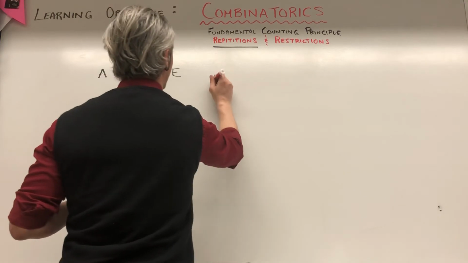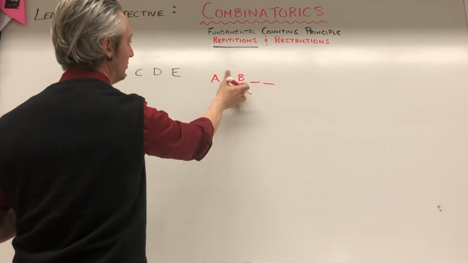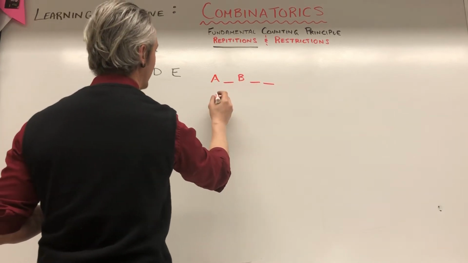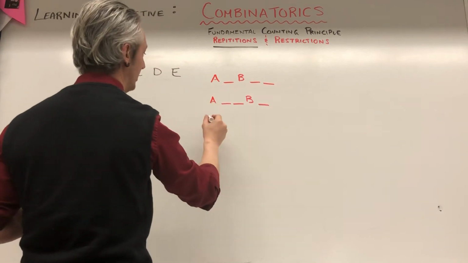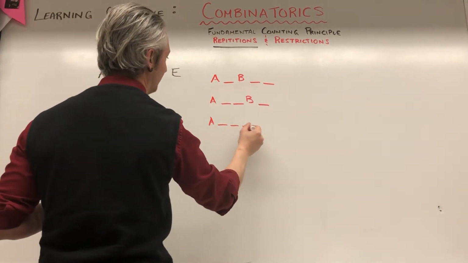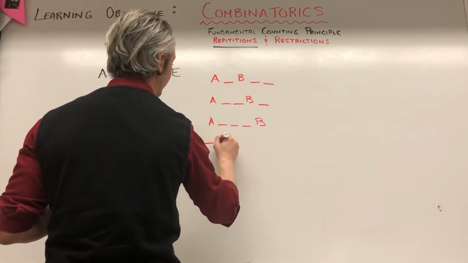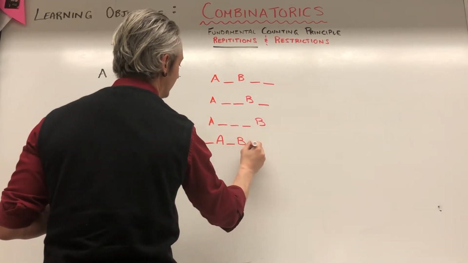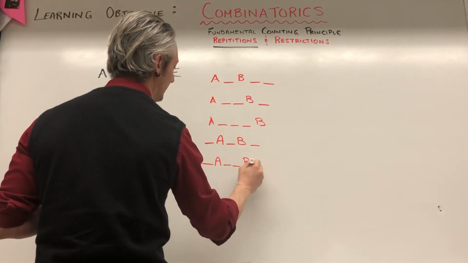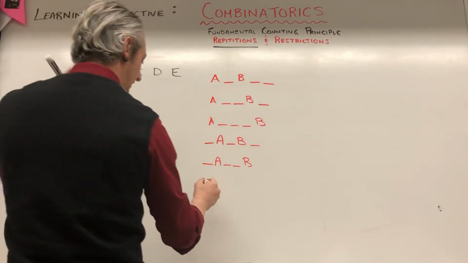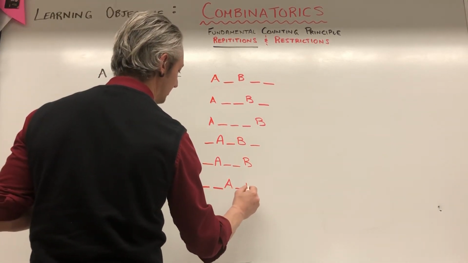So I can have A space B space space, where A and B can be interchanged. I'm just trying to figure out all the ways. I could have A space space B space, where A and B can interchange. I can have A space space space B on the ends. And then I can have space A space B space. I can have space A space space B. And then I can have space space A space B.